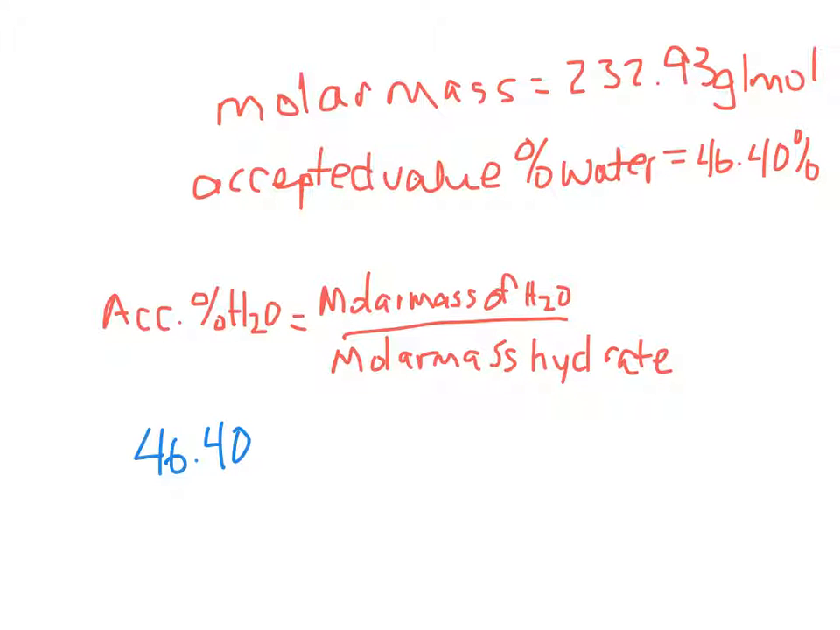So we know that the accepted value of water is 46.40%. Oh, and this is times 100 in order to get percent. And we know that there's some unknown coefficient here, we'll just call it X, that goes in front of water. And we know the molar mass of one molecule of water is 18.02. If you need help on calculating the molar mass of water, then you can look at one of our previous videos.